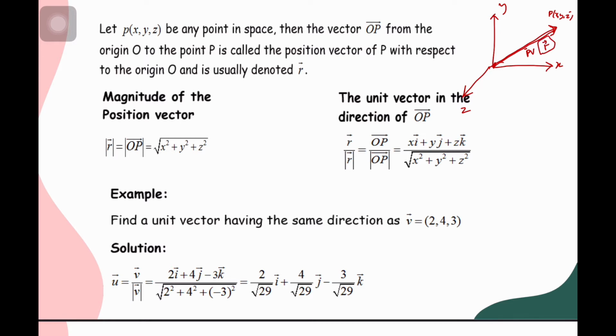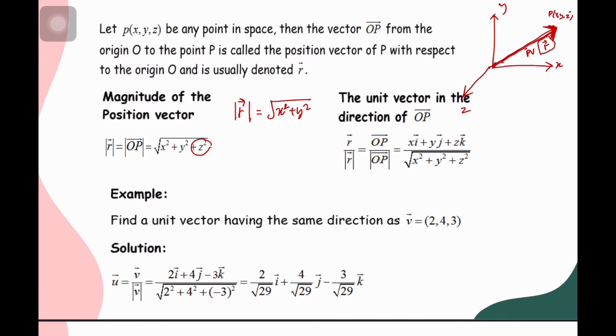Okay, so to find the magnitude of the position vector, the magnitude is the length of this position vector. It is a similar formula to the two-dimensional vector, where we find it by using the formula square root of x squared plus y squared plus z squared. Just now, the magnitude of the position vector for 2D involved only x squared plus y squared, but now we have an additional term, which is plus z squared. And to find the unit vector, the formula is the same.